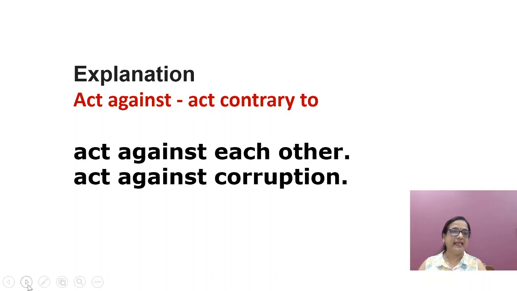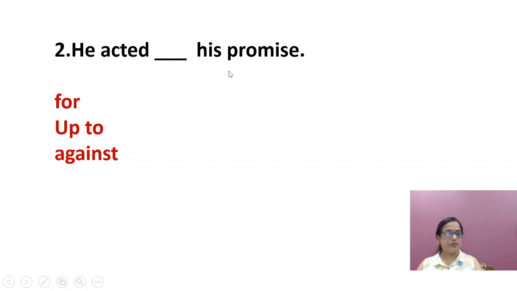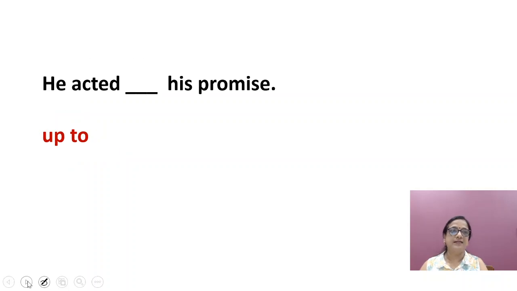Now we switch to the second sentence. He acted dash his promise. Which option would be here? For, up to, against. The correct answer is: he acted up to his promise. Up to should be written separately. Sorry learners. He acted up to his promise.